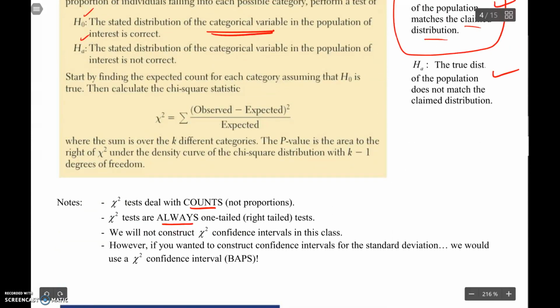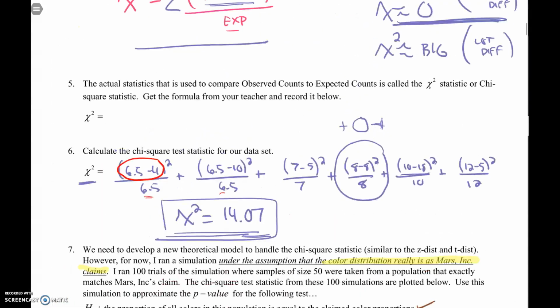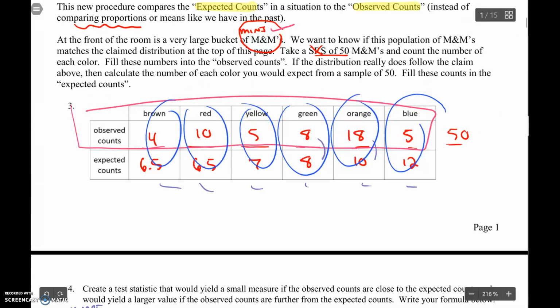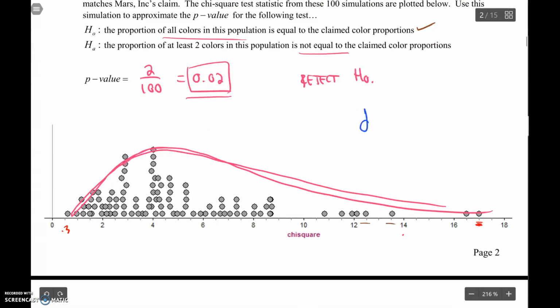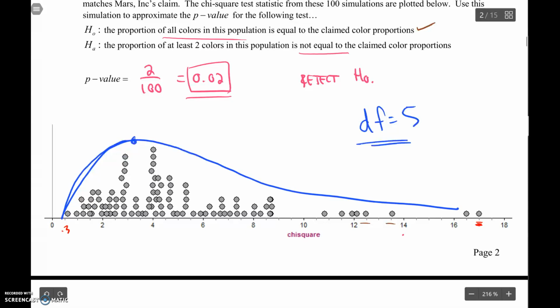Oh, another thing I should mention. The degrees of freedom when you're running these tests is k minus 1, where k is the number of categories. So in this previous example, we had the previous activity, we had 6 colors. So there were 6 responses to that categorical variable. So if you take 6 minus 1, this would be a degrees of freedom of 5. In fact, the peak should be at 3, right? We now know, and that looks about right. Peak is about at 3. This is 5 degrees of freedom.